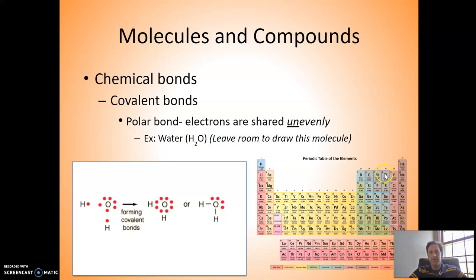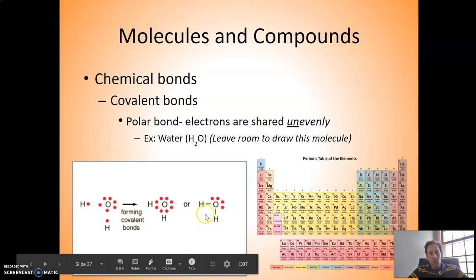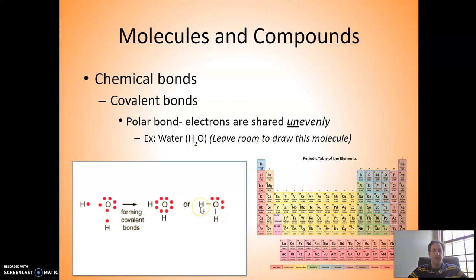Check out where oxygen is. It's right next to fluorine, that ultra greedy atom. And so oxygen is also pretty darn electronegative, and it's going to tend to hoard those electrons a little bit closer to its nucleus. Hydrogen, as we've seen, is kind of neutral. It's like, I could take an electron, I could lose one, I don't care. And so it's not going to share those electrons quite as well, or hoard electrons at all, really. As a result, the electrons get pulled towards oxygen.